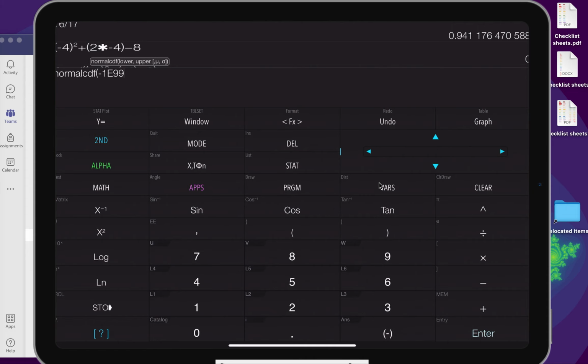So 1E, that E button is this button right here under the sign, if you do second and then do that. And so that means basically -1 with 99 zeros, or 10 to the 99th power, which is a really huge negative number. Basically negative infinity for our purposes. And then I want to go from there to -1. And I'll go ahead and put in my mean is 0, my standard deviation is 1.